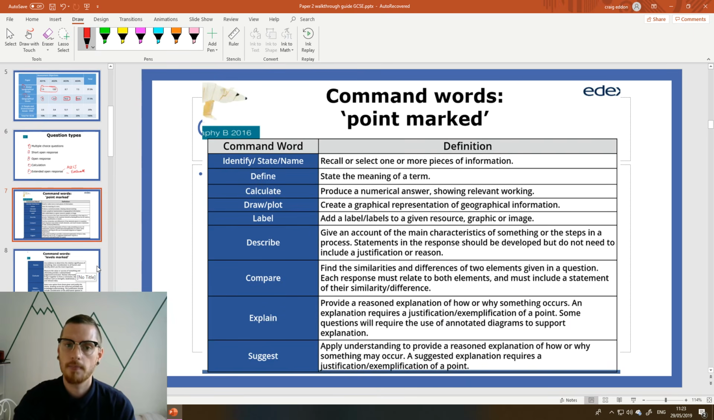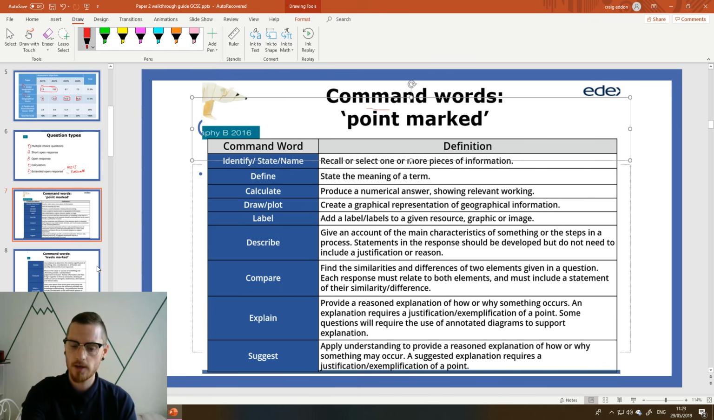You might want to pause the video here and just remind yourself about command words. So we've got identify, define, calculate, draw, plot, label, describe, compare. Stop there, compare questions, just to make us all aware again that this is where you must state the similarities and differences, okay, to get the mark. So whatever the question is, we're looking at similarities and differences. You must state those. Next, we've got on to our explain and suggest, and all of these here are point marked, okay, which I'm going to model to you.